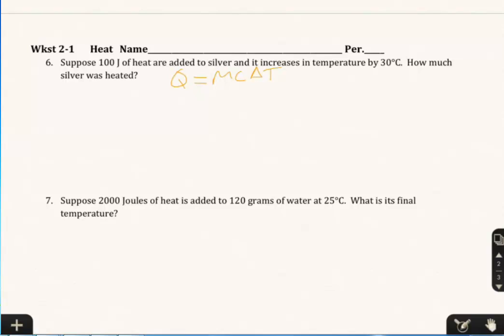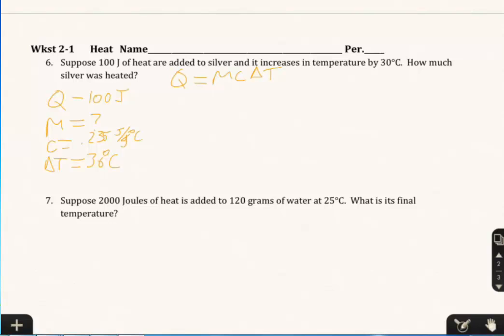So I know I'm going to be looking for mass. What information do I know for sure? It says 100 joules. So I'm looking for mass. It says its temperature increased by 30 degrees, so I got a 30 degrees Celsius temperature change. And C, again, I'm going to have to look in the book, and the specific heat of silver is 0.235 joules per gram degrees Celsius.